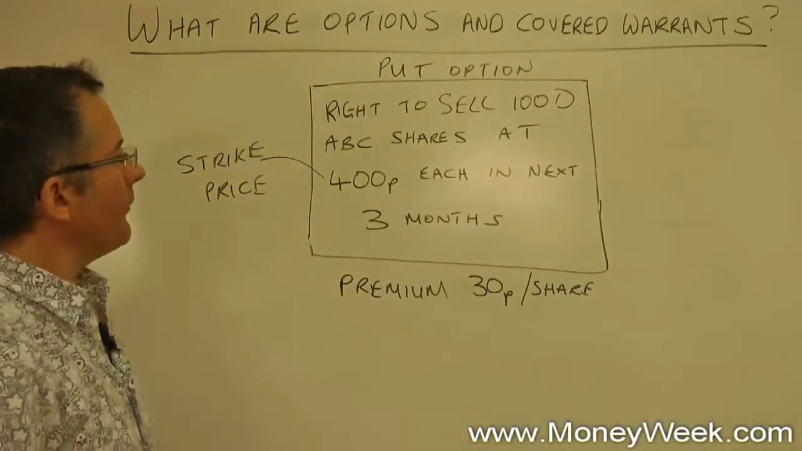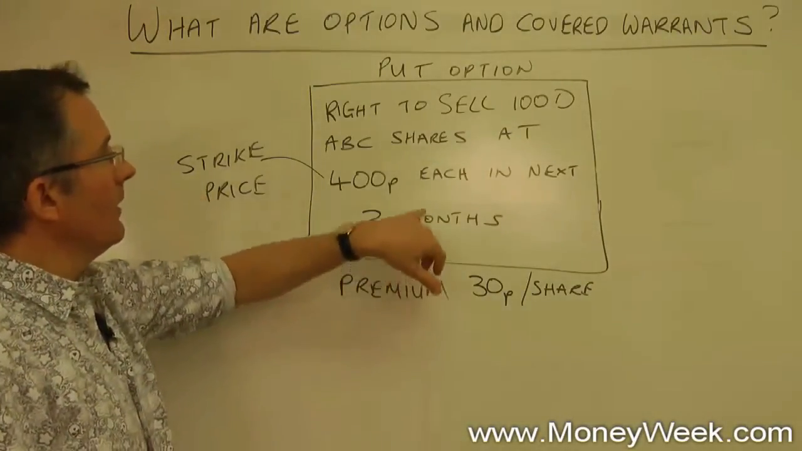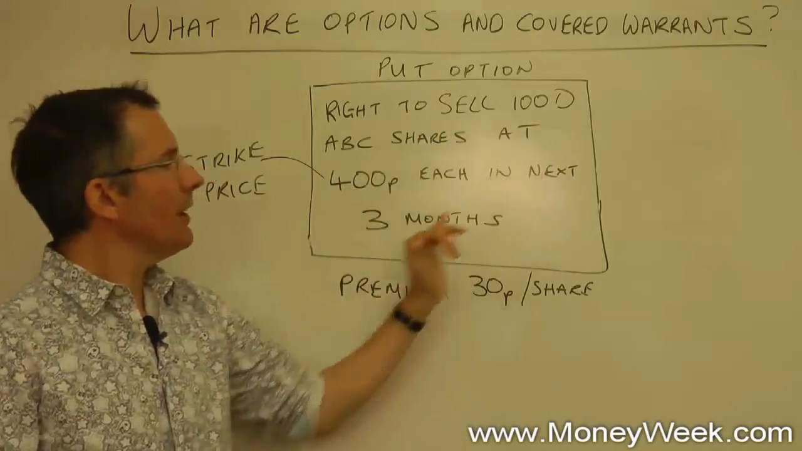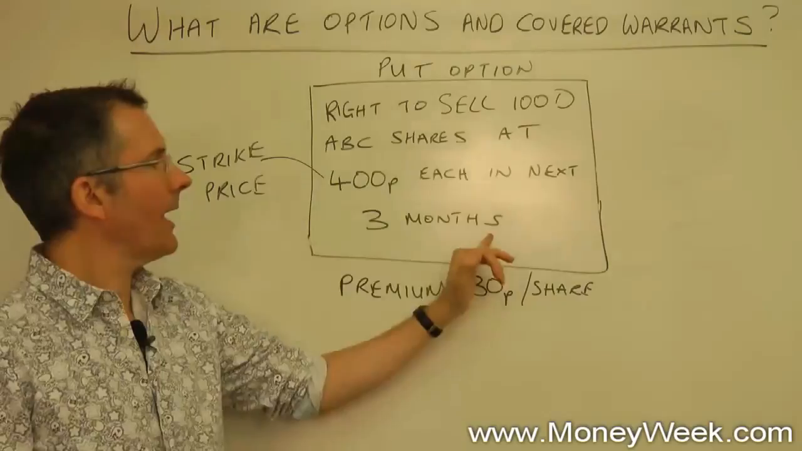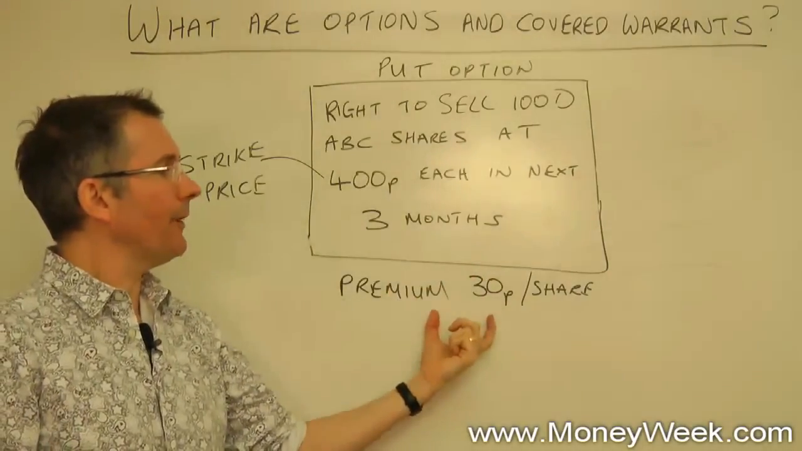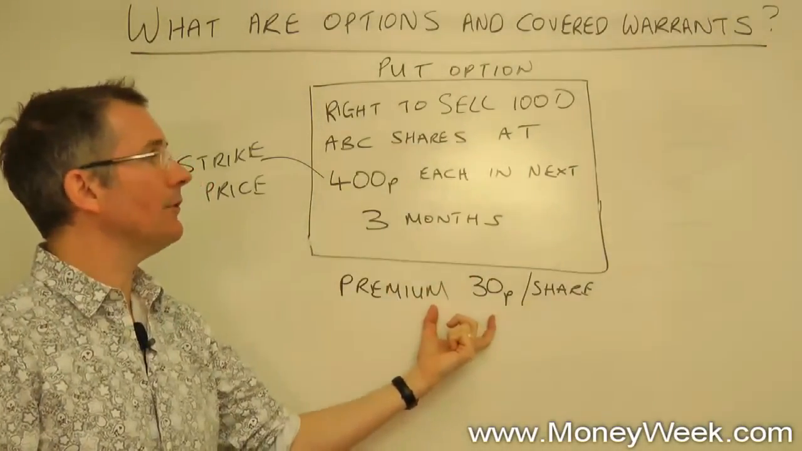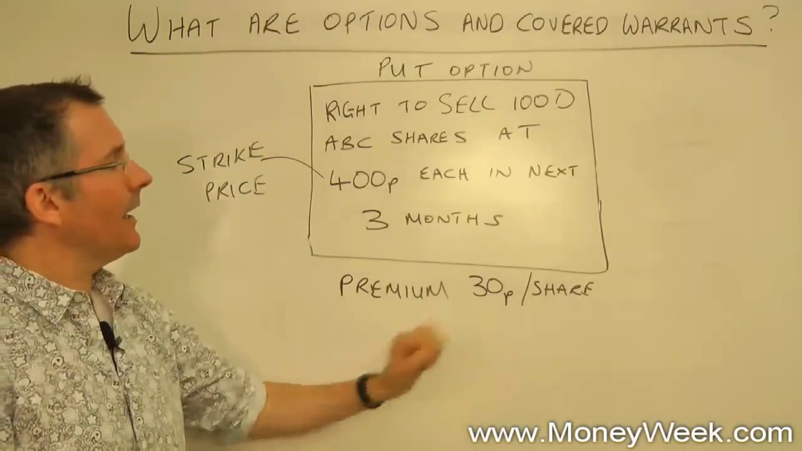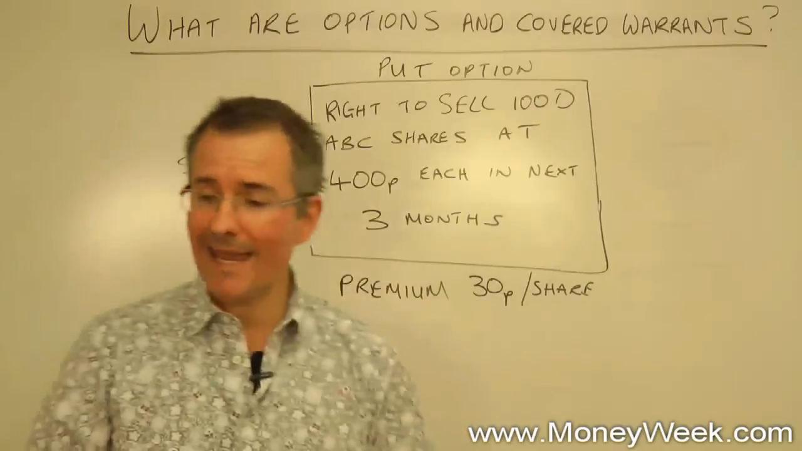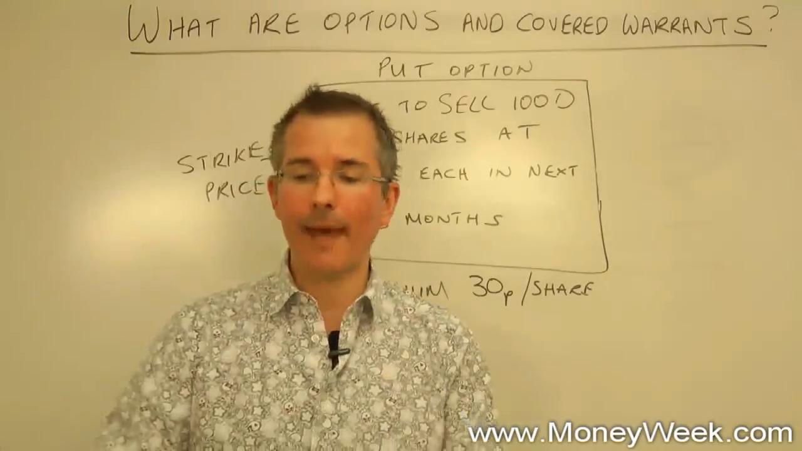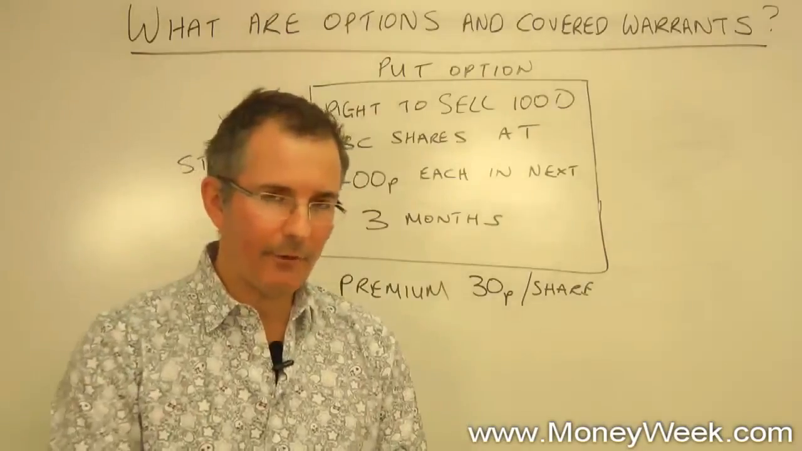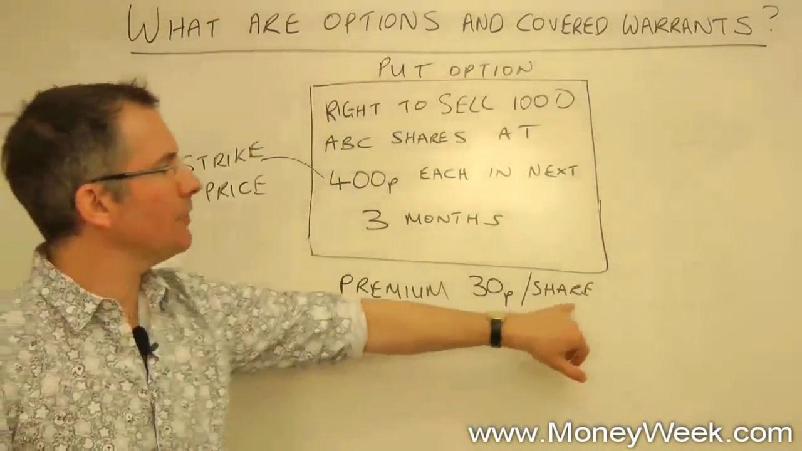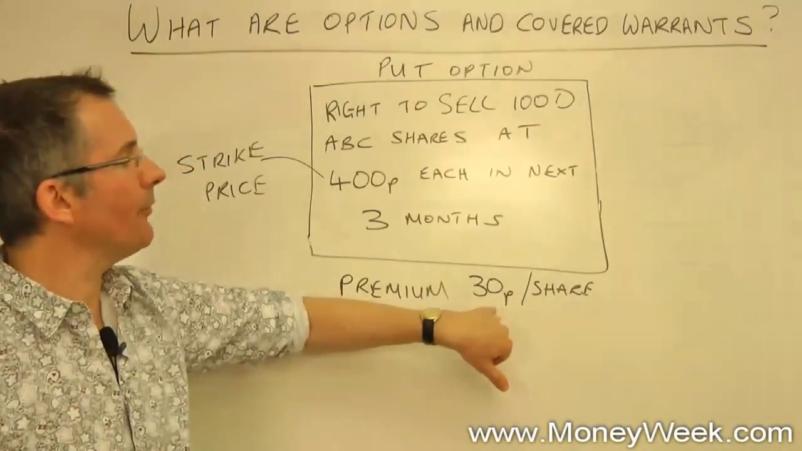Now, basically, what's changed here? This is the right to sell 1,000 shares at £4 each sometime in the next 3 months. Okay, I'm charging a premium for this piece of paper in the same way as I did just now. And now what I'm doing is reversing my perspective and that of the person who buys the option. Because I've written out this piece of paper and someone's walked in the room and bought it off me. And they've paid me 30p per share, or £300 in total.